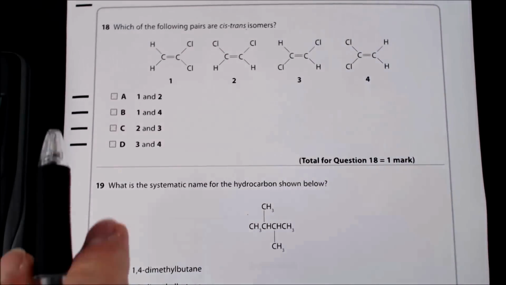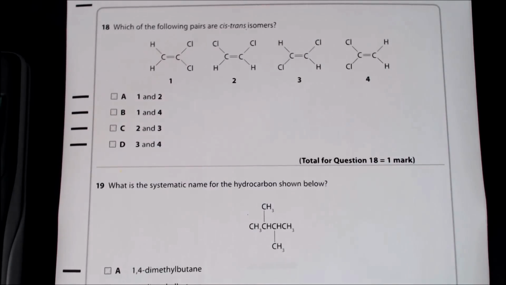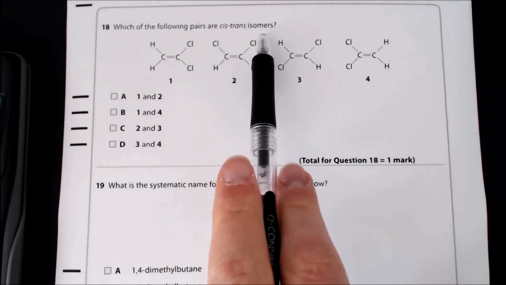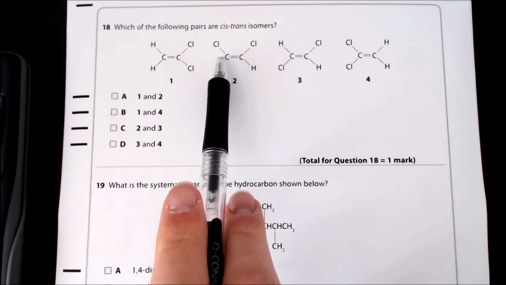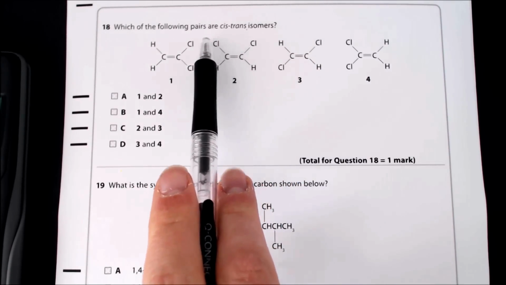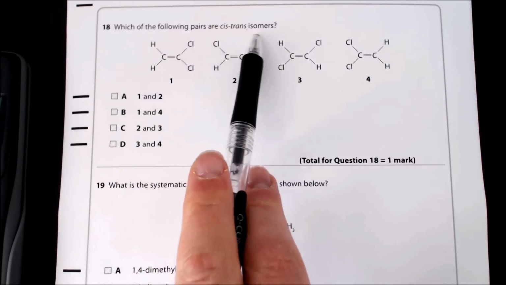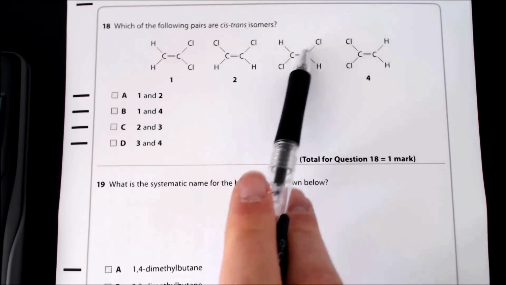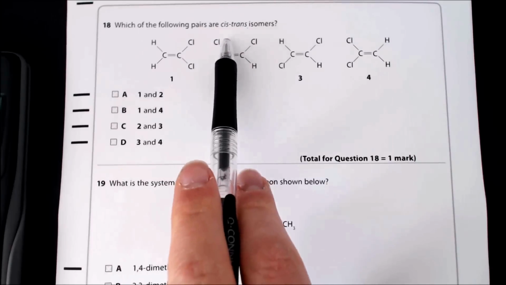So it says, which of the following pairs are cis-trans isomers? So we're looking for the groups which are on the same side of the carbon double bond. When I say same side, I mean top and bottom, not like this. So we're looking at this one here, and we're looking at this one here. And you can see these two aren't, but these two are.